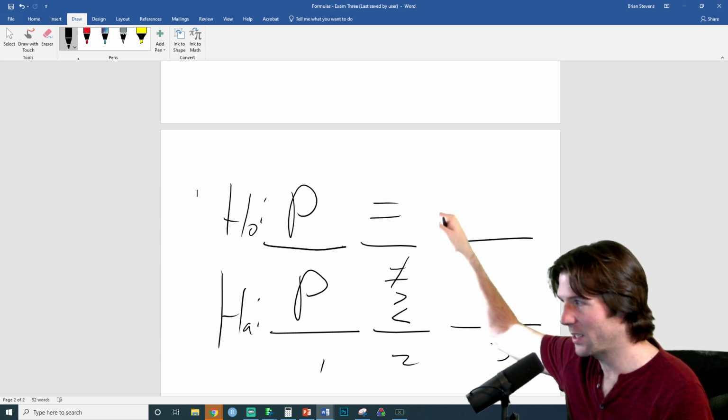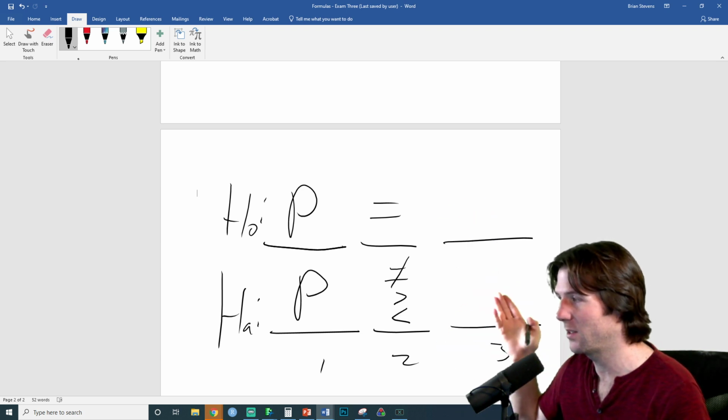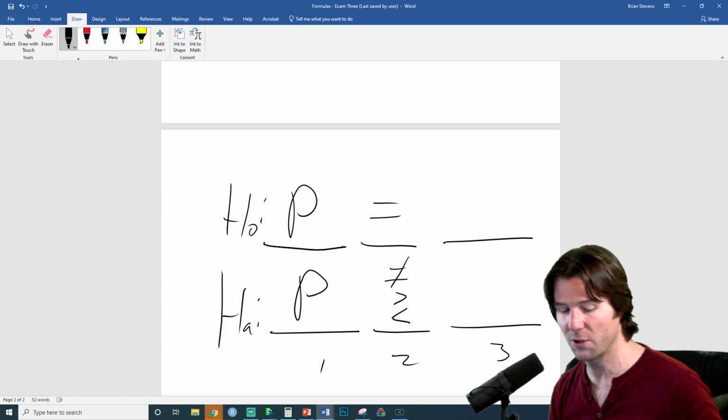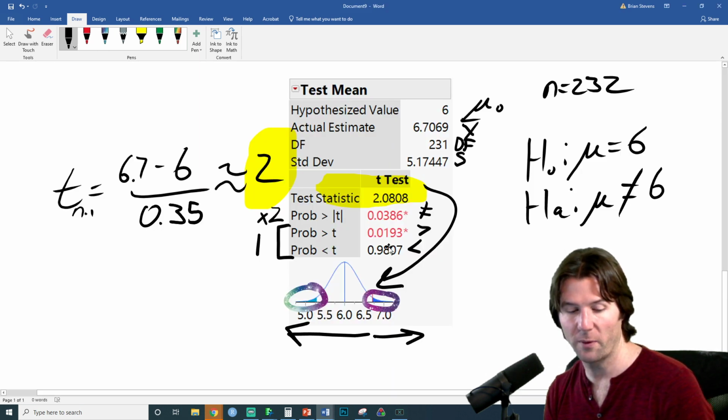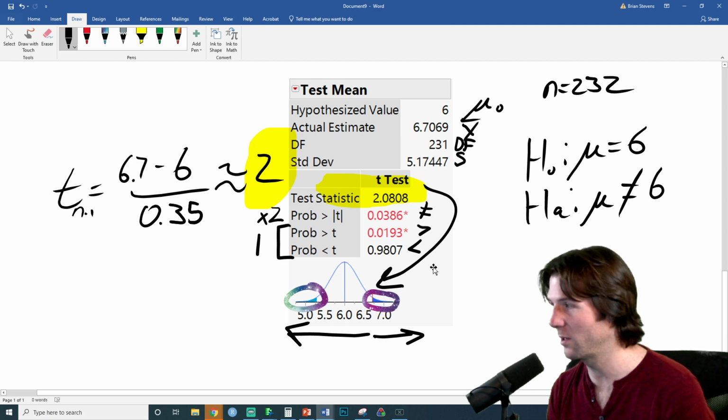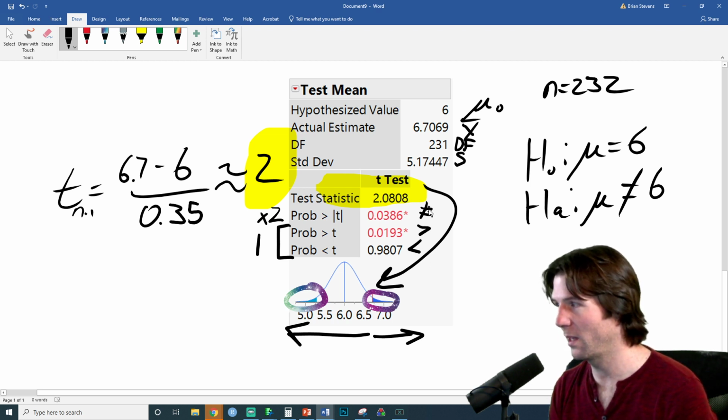The null always has the equal sign, and the alternative has either the greater than, less than, or not equal to, depending on which way we do our test, which relates to the output right here where we pick the greater than, less than, or not equal to.